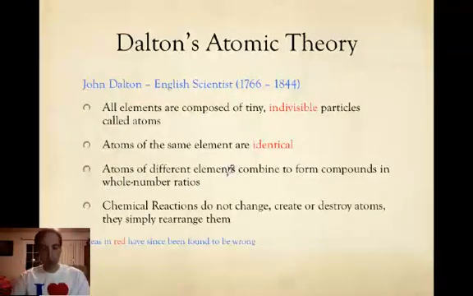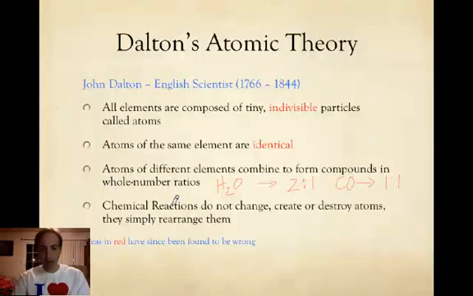Well, what does that really mean? That means that, for instance, water, which is H2O, is really made up of 2 hydrogens for every 1 oxygen. Another example would be, for instance, carbon monoxide. Carbon monoxide is made up of 1 carbon for every 1 oxygen. Notice neither one has half of an atom. There's no half an oxygen or half a hydrogen. It's always whole number ratios.